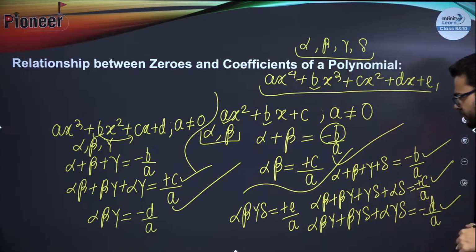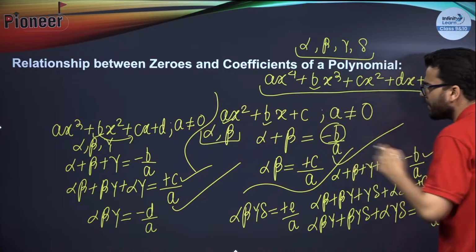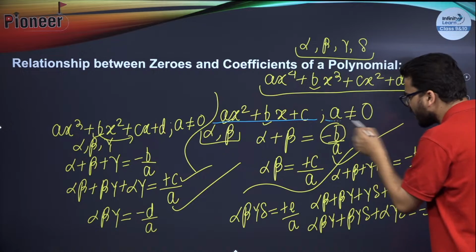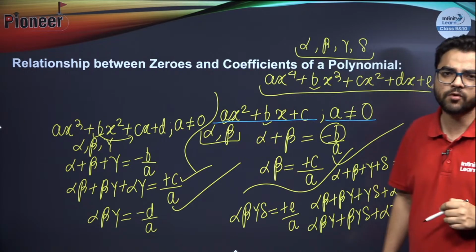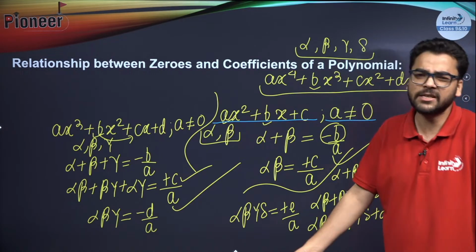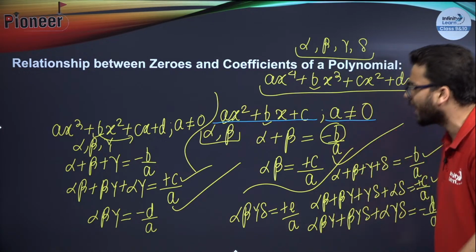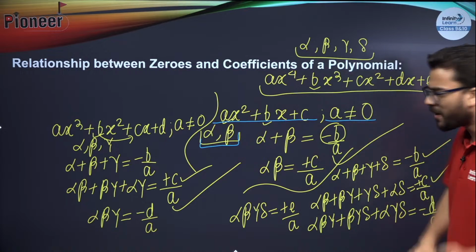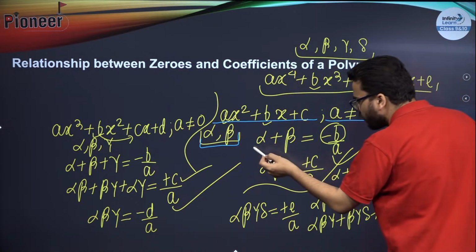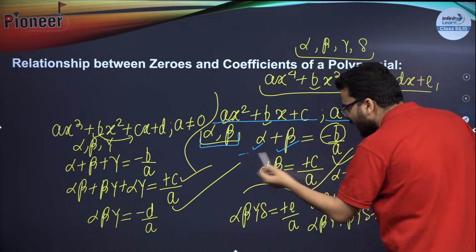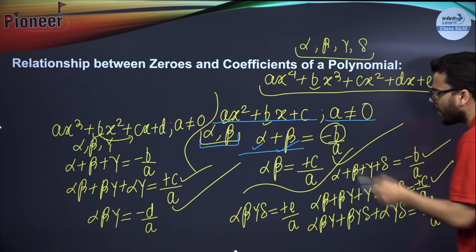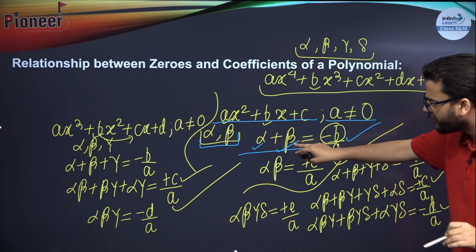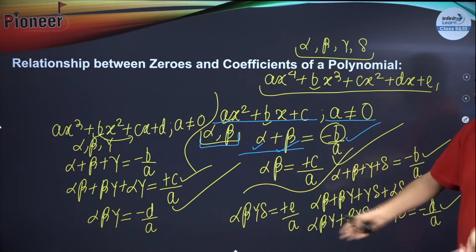Concentrate on the board. If you have got a 2 degree polynomial, that is a quadratic polynomial, ax square plus bx plus c, a cannot be equal to 0, the coefficient of x square cannot be equal to 0, otherwise it will not remain a quadratic polynomial, you know that. So it can have maximum 2 real zeros. So what is the first pattern? First pattern is take one zero at a time and add them up. It will be every time minus b by a. You got it? One zero at a time and then add them up, minus b by a.